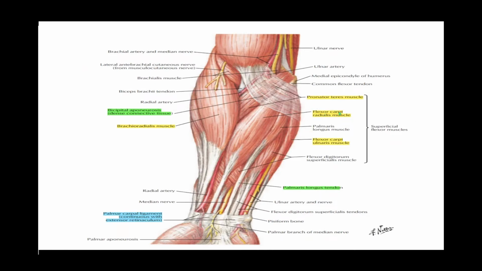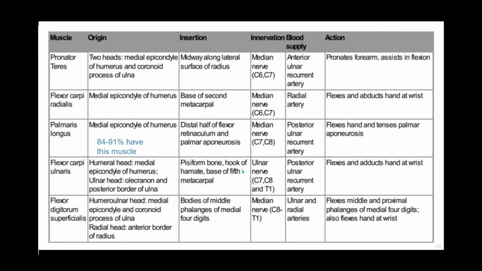The flexor carpi radialis, as the name suggests, flexes the wrist at the radial side. So flexor means it flexes, carpi means the wrist, the carpal area, the carpal bones, and radialis means the radial side. So it comes from the common flexor origin, which is at the medial epicondyle of your humerus, and it goes down towards the radial side.